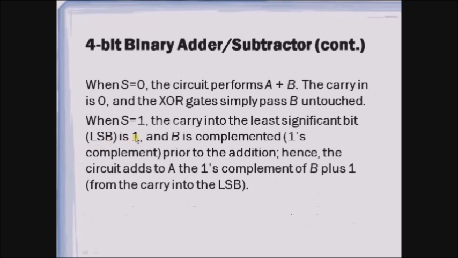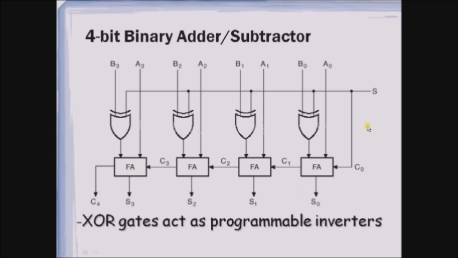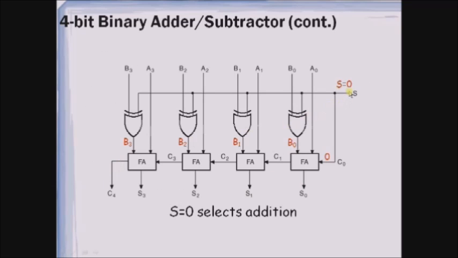When S equals 1, the carry into the least significant bit is 1 and B is complemented prior to the addition, hence the circuit adds to A the 1's complement of B plus 1. So if S equals 1, then the carry in would be 1, and the XOR performs the complementing operation. Why? Because one input is 1, and if B is 0, then you'll get the output as the complement of B. So here it is B complement and here it is A, which is added with 1, therefore you'll get a subtracted result.